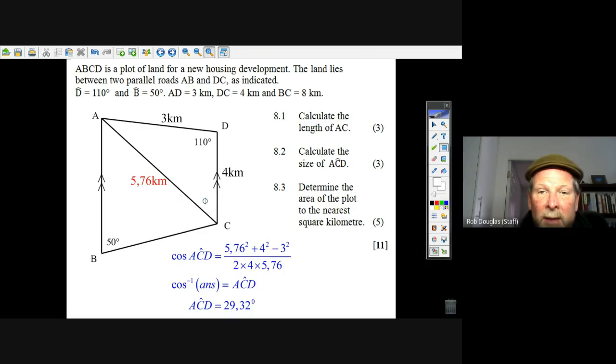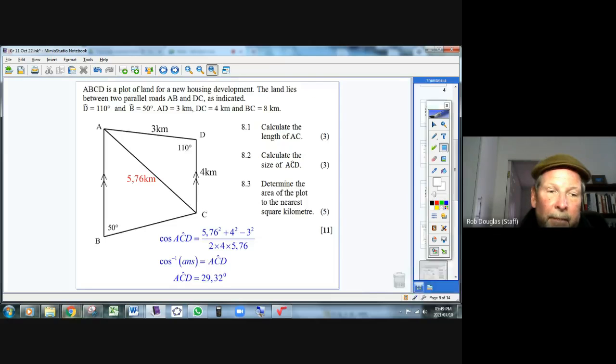Now the last thing is determine the area of the plot of land, the whole. Determine the area of the plot of land to the nearest square kilometer. So we're going to do that next.